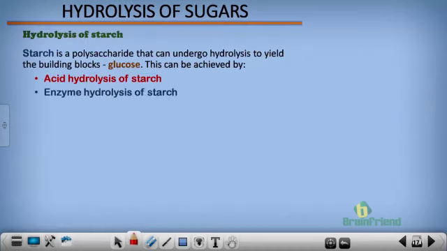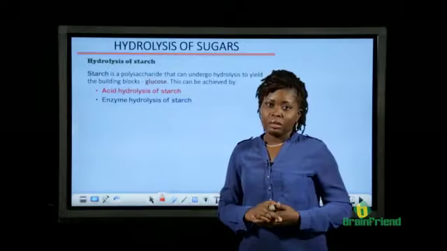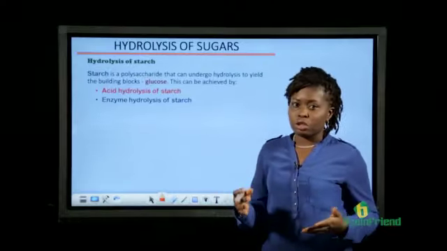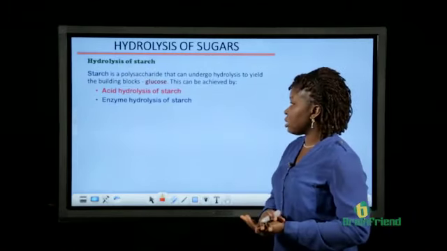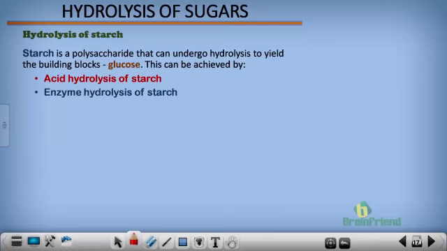Now I'll be looking at the hydrolysis of starch. Starch is a polysaccharide. It is made up of several units, thousands of glucose units, and it can undergo hydrolysis to give back the building blocks. Starch is made up of several glucose units. So we can achieve starch hydrolysis, one, by acid hydrolysis of starch and, two, by enzyme hydrolysis of starch.